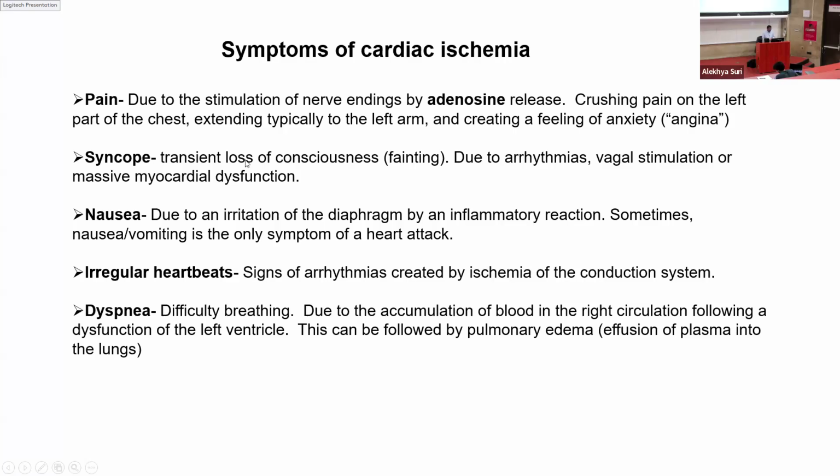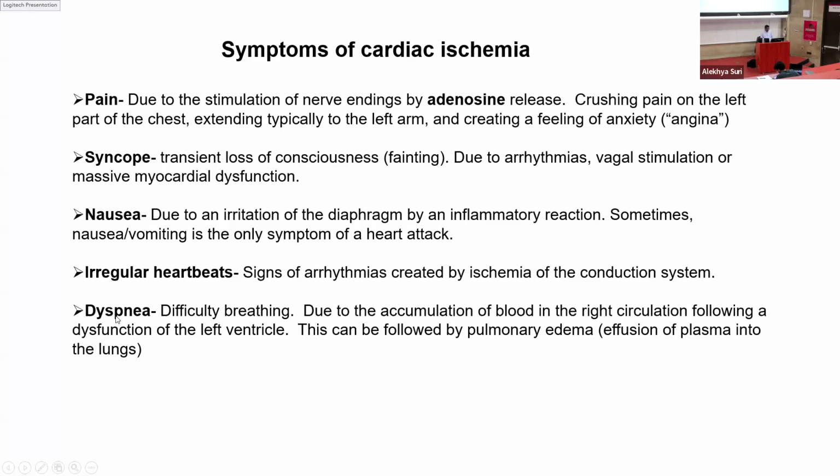And then syncope, which is a transient loss of consciousness. This is due to arrhythmias, both ventricular and atrial, vagal stimulation, and massive myocardial dysfunction. Arrhythmia is the random contraction of the cardiac muscle. Nausea is due to irritation of the diaphragm and the inflammatory reaction. Then irregular heartbeats, which are a sign of arrhythmias created by ischemia of the conduction system.